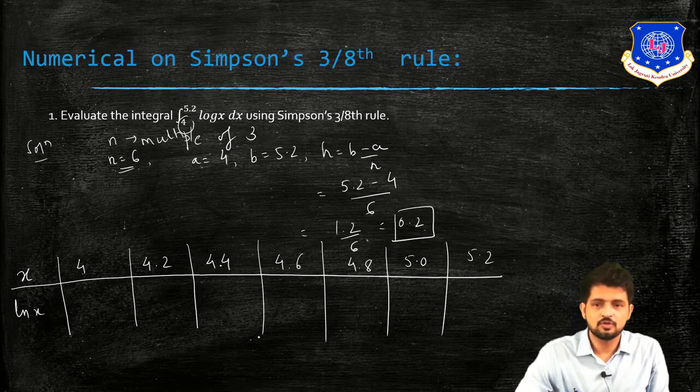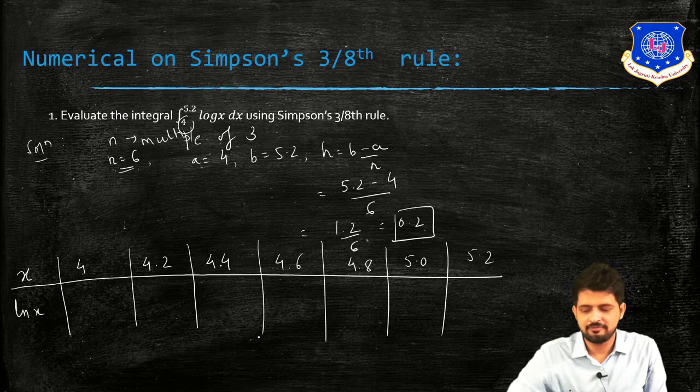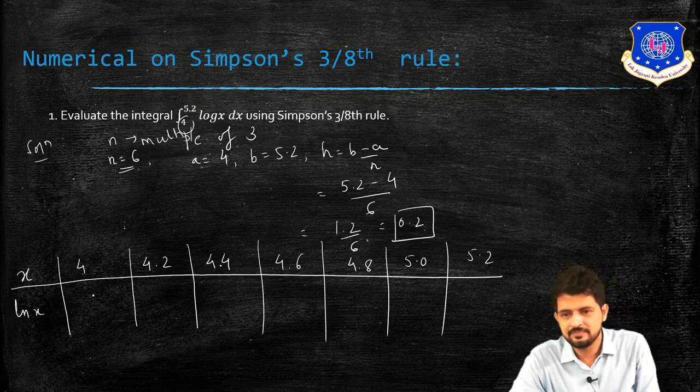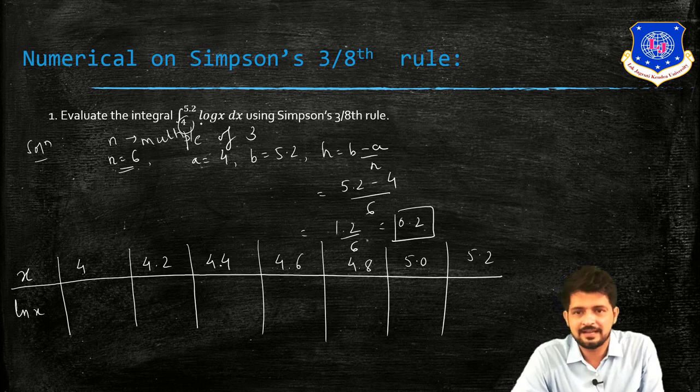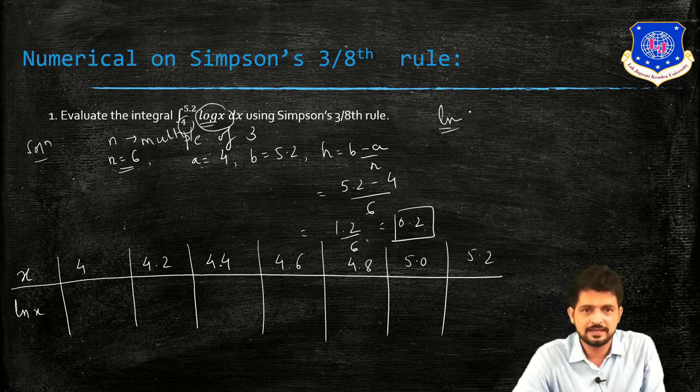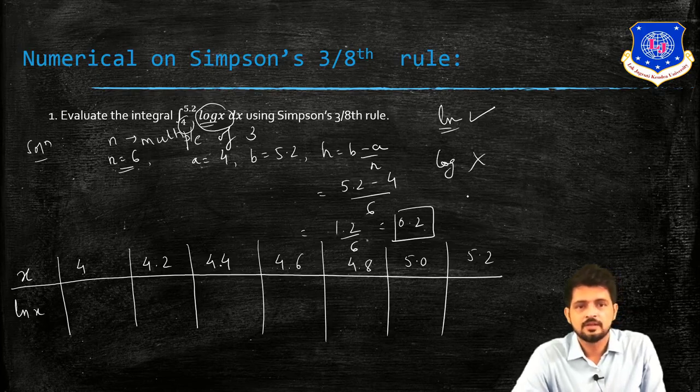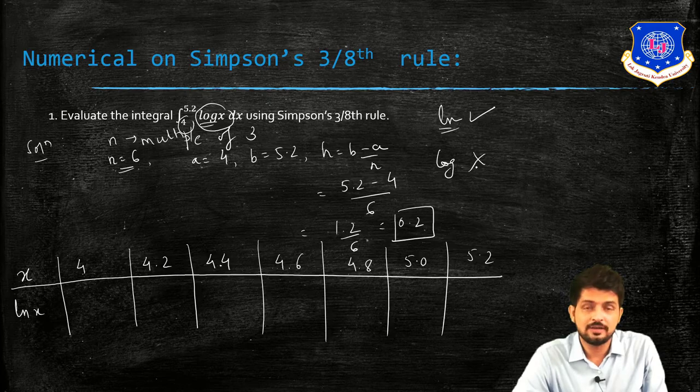Now I have to find all of these values. I can find all these values in the calculator. Okay, and we have to take ln of x. Why are we taking ln? Because log base 10 is not given. So we have to take ln here, not log. When do we have to use log? Only when log base 10 is given. Okay.